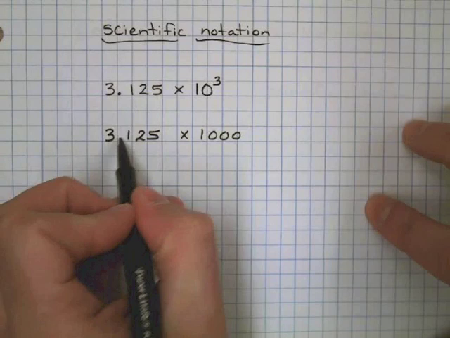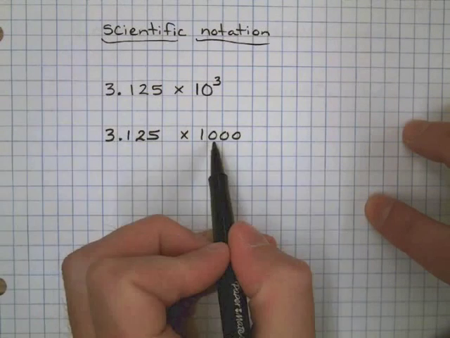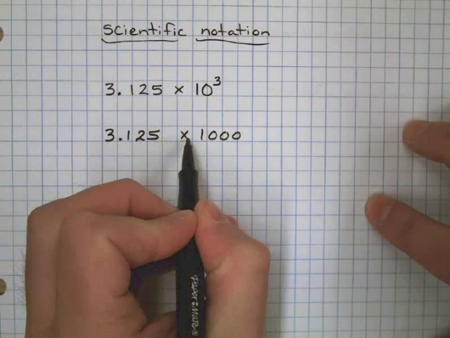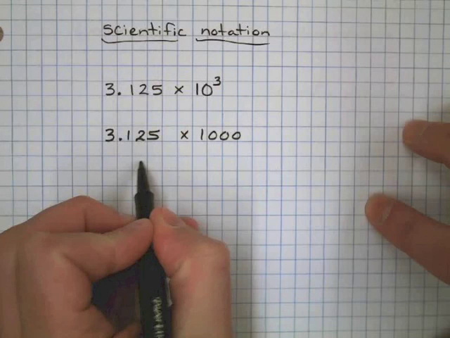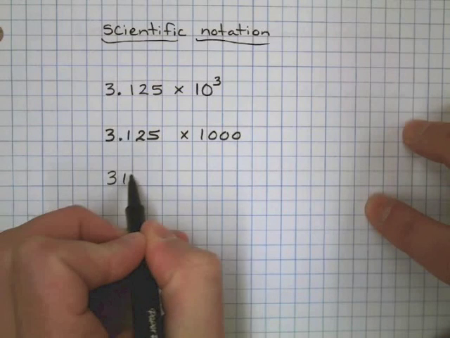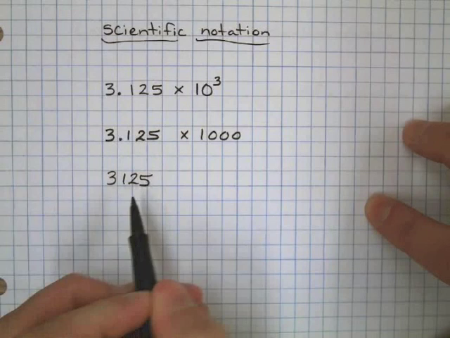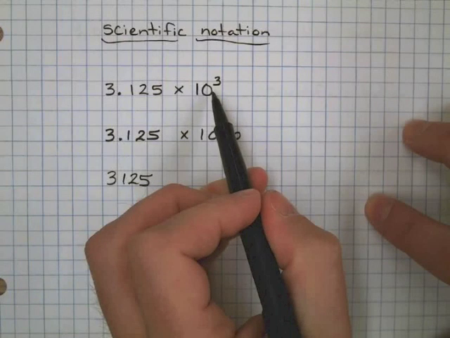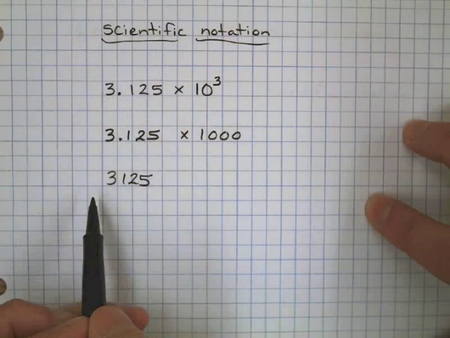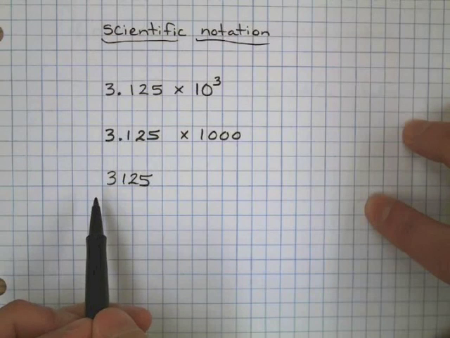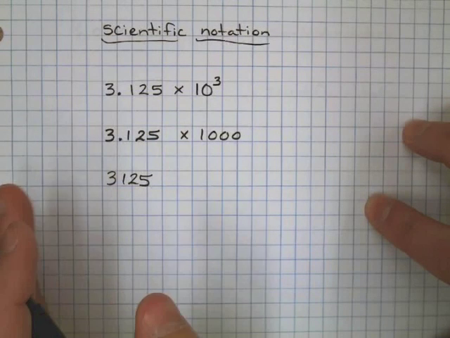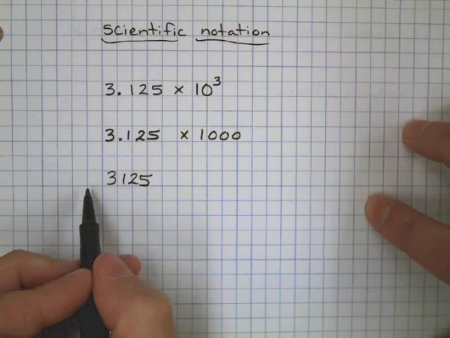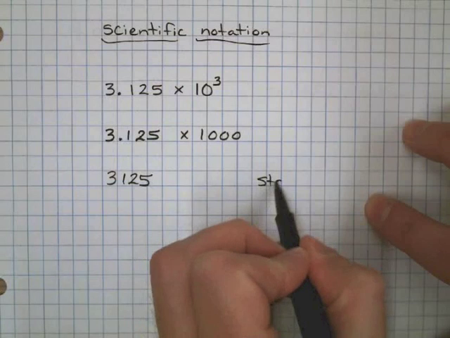And I can look at this as, if this has 3 zeros, well, I know that I can move this decimal place over here because I'm multiplying and come up with 3,125. And this is another way of writing this number. All three of these are equivalent. They are the same thing. They're just different ways of writing the same number. This is scientific notation. This is called standard notation.